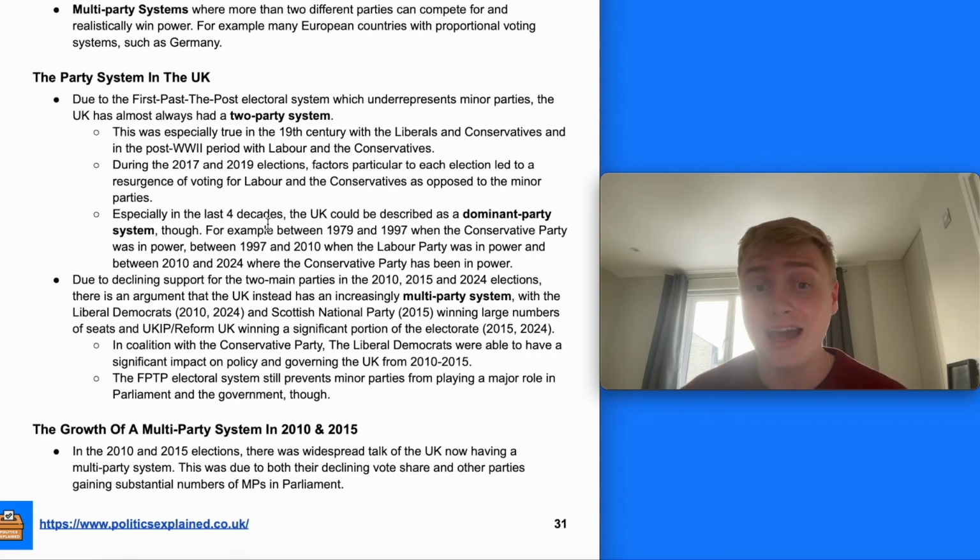But especially in the last 4 decades, the UK could also be described as a dominant party system, especially when the Tories were in power for a long period, then Labour for a long period, and then Tories between 2010 and 2024. But also, and these are the kind of different arguments you can have, you can't necessarily be both at the same time, due to the declining support of the two main parties in 2010, 2015, and now 2024, there's an argument that the UK is an increasingly multi-party system, with the Lib Dems, SNP, and UKIP or Reform UK winning significant portions of the electorate in 2015, 2010, and 2024.